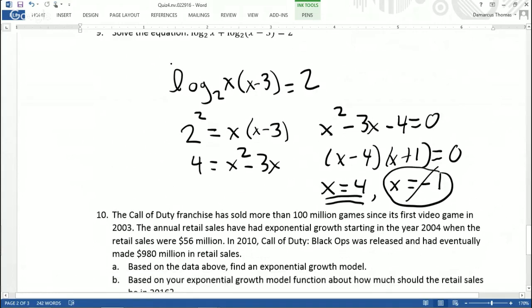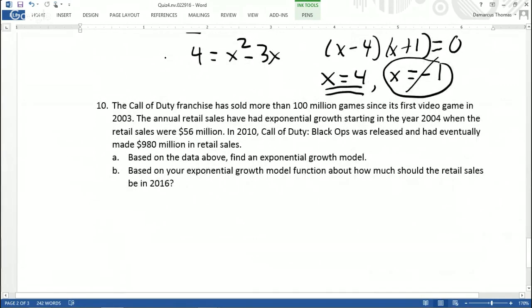And the last problem, number 10, it says the Call of Duty franchise has sold more than 100 million games since its first video game in 2003. The annual retail sales have had exponential growth, started in the year 2004 when the retail sales were $56 million. In 2010, Call of Duty Black Ops was released and eventually made 980 million in retail sales. So based on the data above, find the exponential growth model. And so we need to know that initial amount.